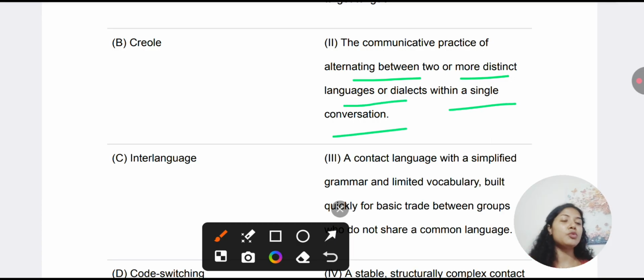You can take my example. I'm explaining everything in English, but I'm switching the language into Hindi also. So that is what code switching is.